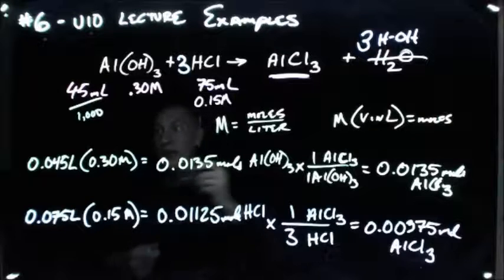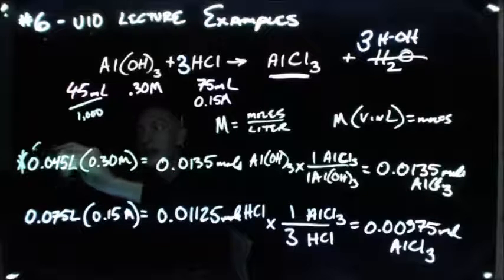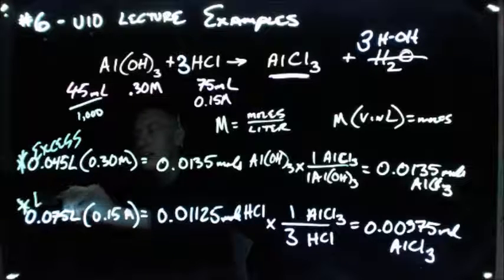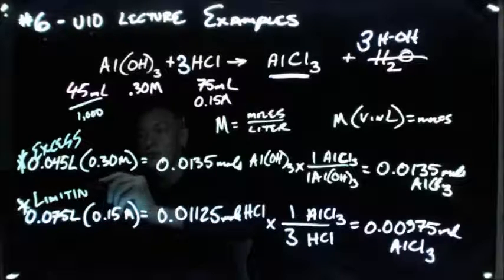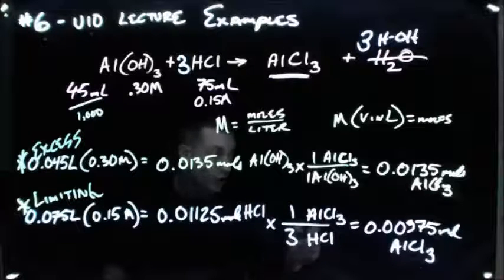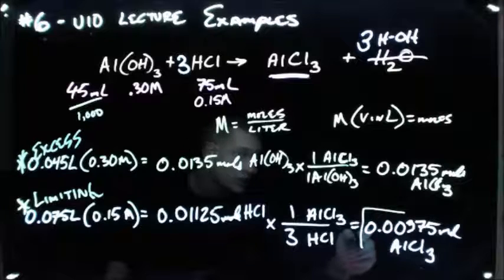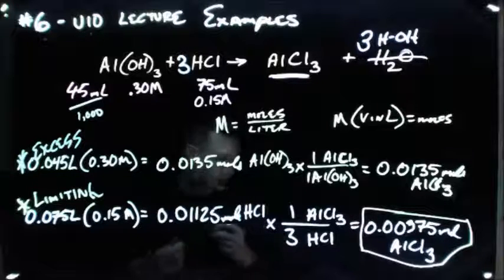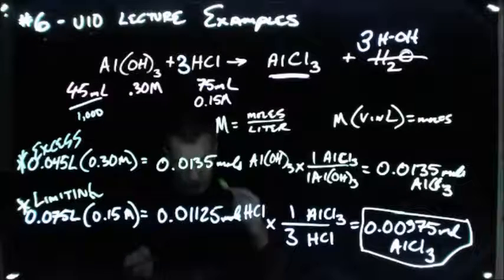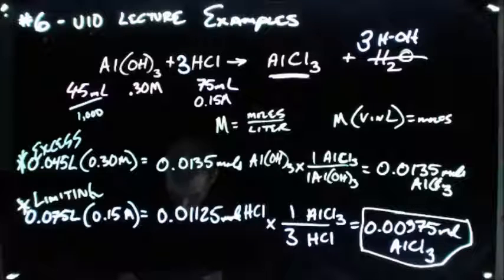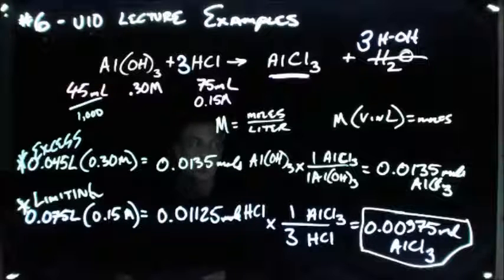So we've identified this as our excess reactant and this as our limiting reactant. So the answer to how many moles of aluminum chloride can be produced is 0.00375 moles. And that is part A. So we will clean up the board and go on to part B. We want to know what is the concentration of aluminum chloride in the solution produced.